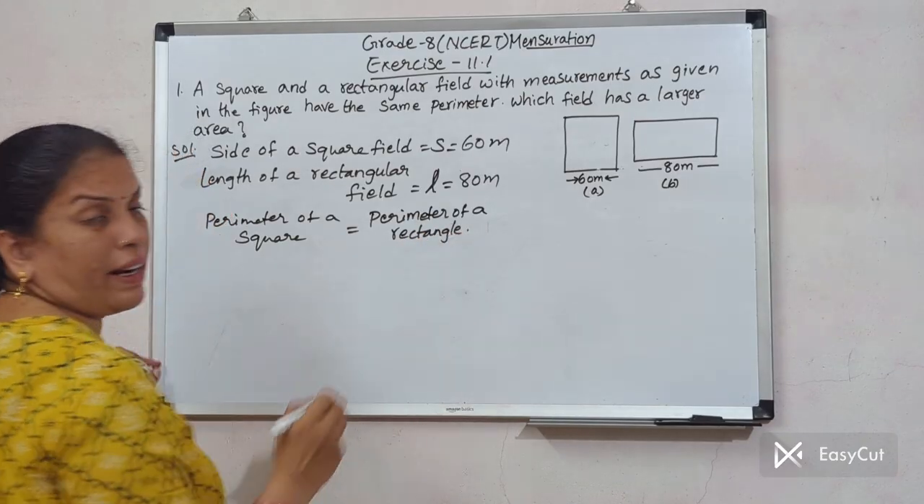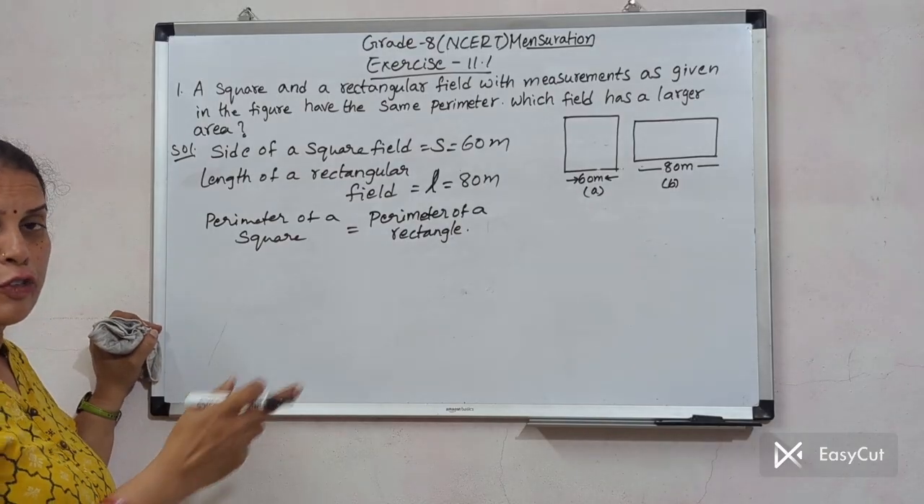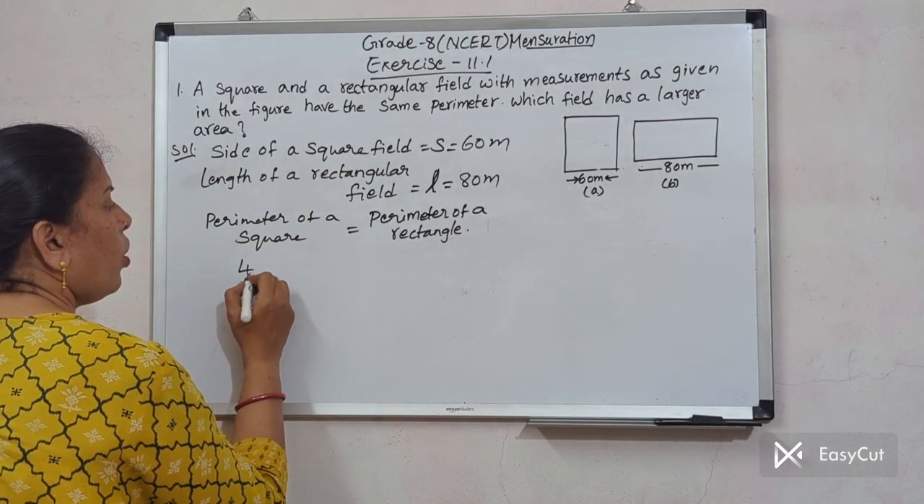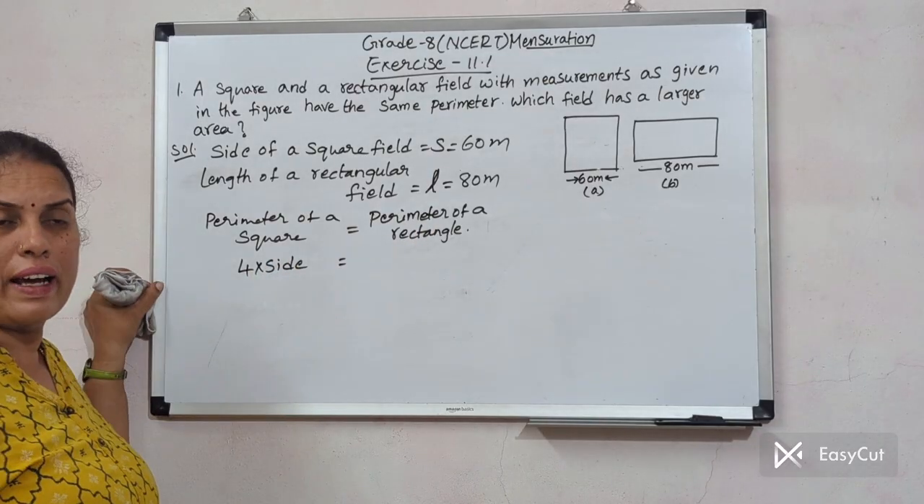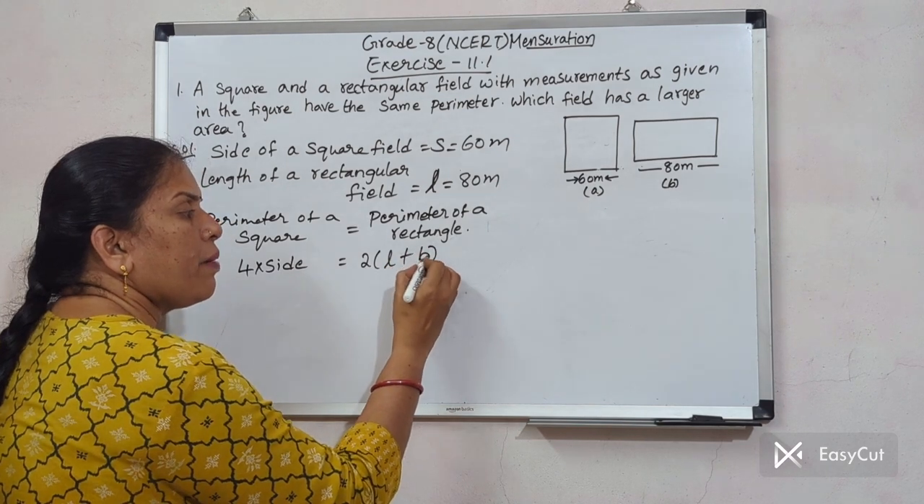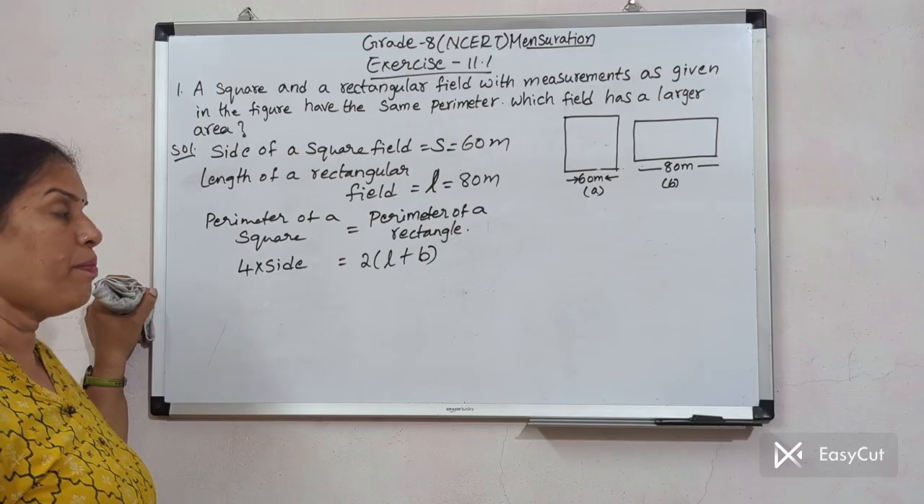Perimeter of a rectangle. What is the perimeter of a square? Before, I told you that the perimeter of a square is equal to 4 into side. 4 into side is equal to the perimeter of a rectangle, which is 2 into (L plus B). The perimeter of a rectangle is 2 into (L plus B).